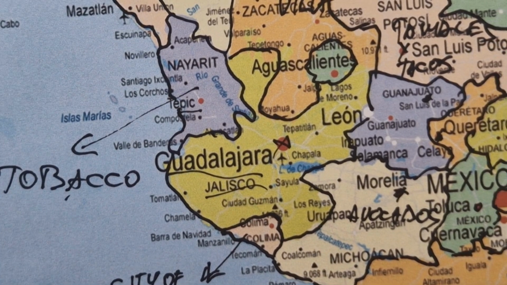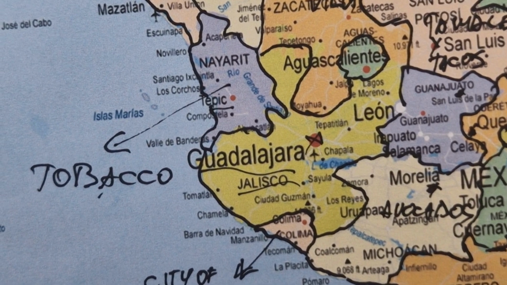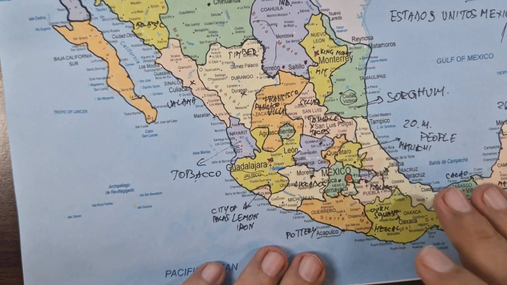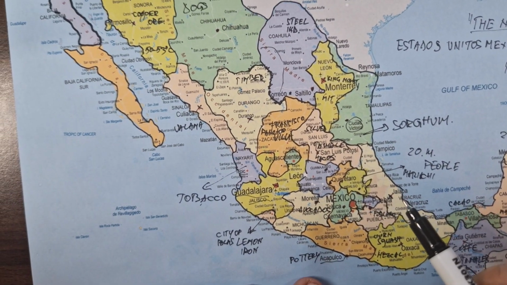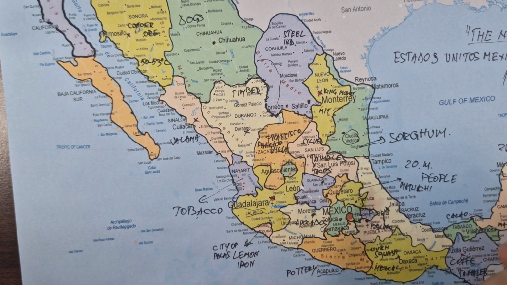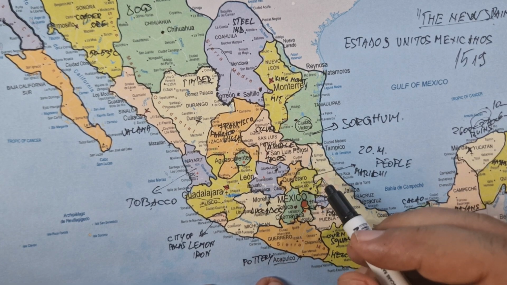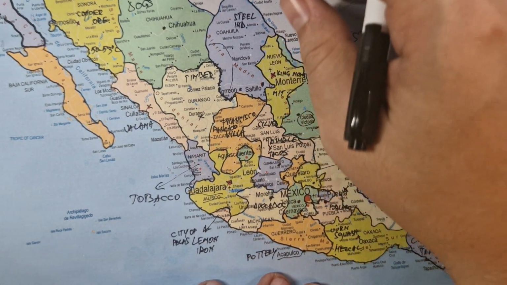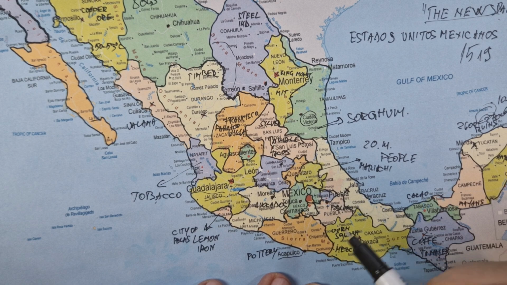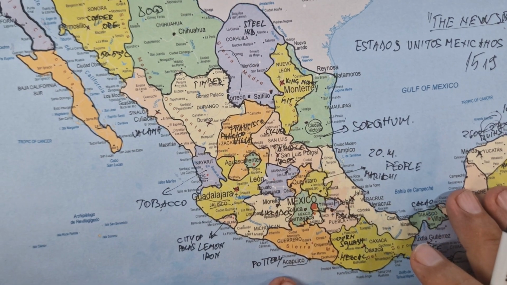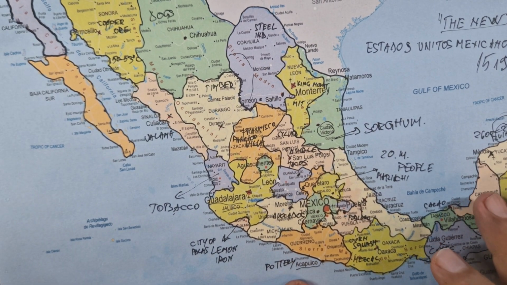Okay, and these are the facts of the entire Mexico country with all the states, and it is how the map is looking after we discovered it, and I sketched over it.